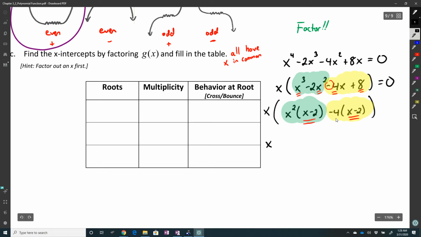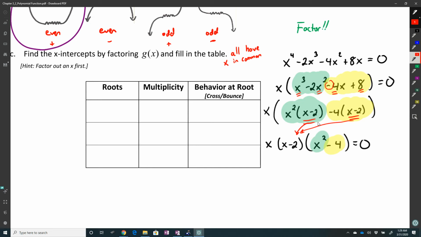So now I have the x from the beginning. I have the x minus 2 that I can take out, and what's left is x squared minus 4. This is the x squared. There's the 4. That's what's left over if the x minus 2 gets taken out. Basically, we moved it to the outside. Okay, so now x squared minus 4, that is a happy factor. X squared minus 4 is just x plus 2, x minus 2.